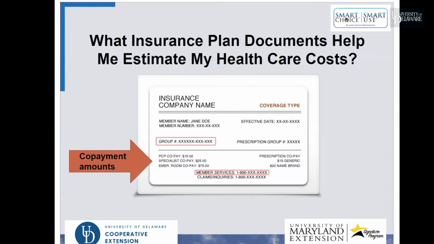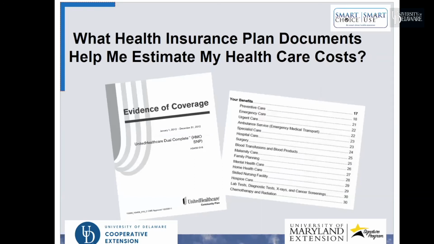So there's the copayment amounts. The next place where you can get that information is your evidence of coverage. That's the agreement between you and the insurance company. A lot of times that information is mailed to you, but it can also be found on your health insurance company's website. And that's going to go into detail about how the costs are divvied up and what your responsibilities would be. So that's another place where you'd be able to go to get information about your healthcare cost.